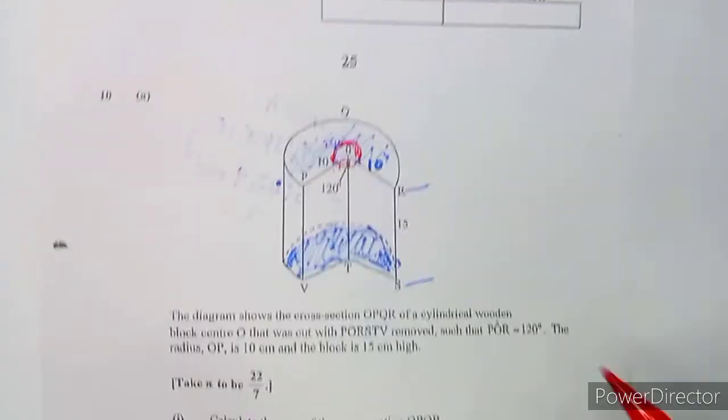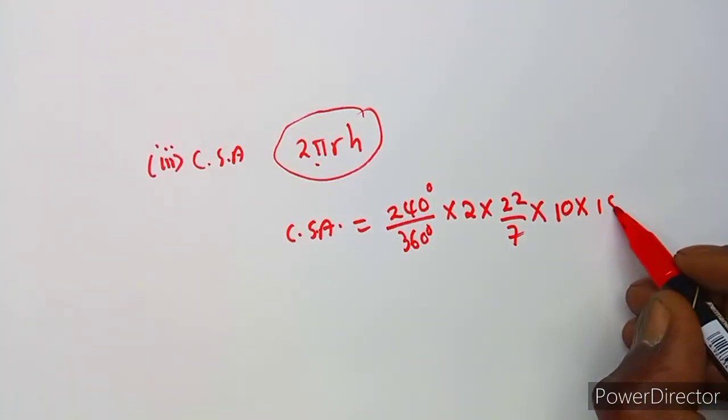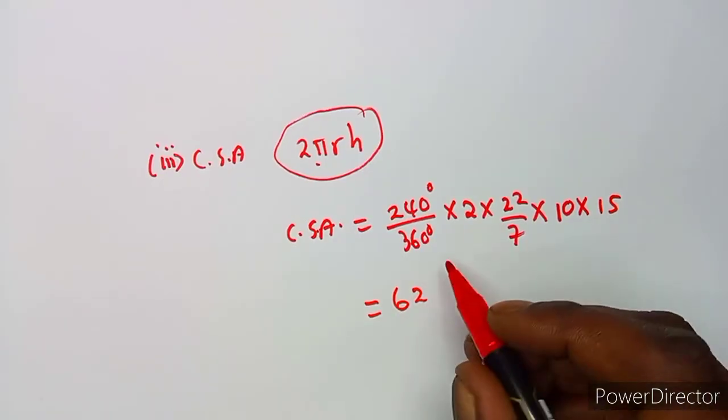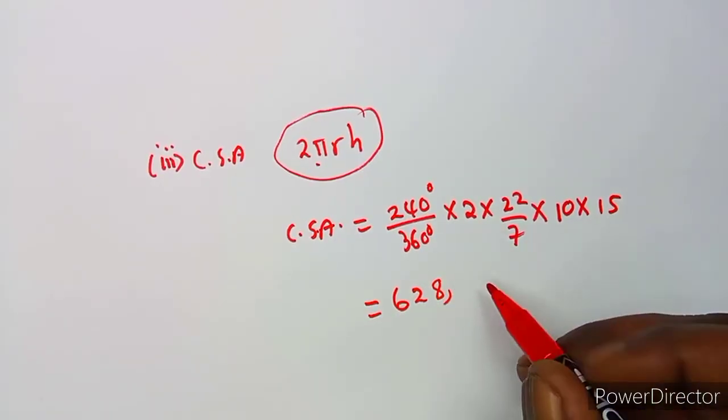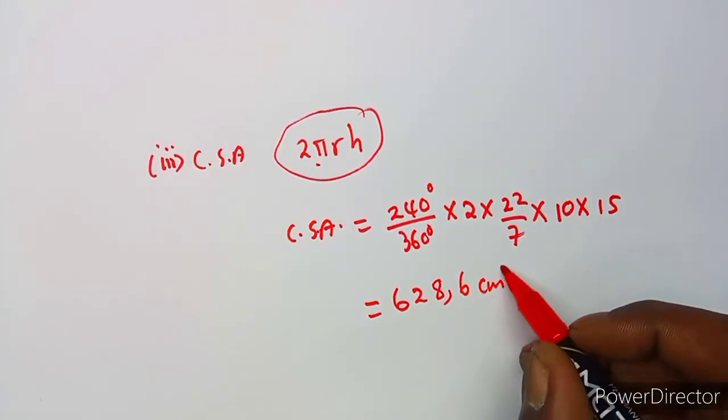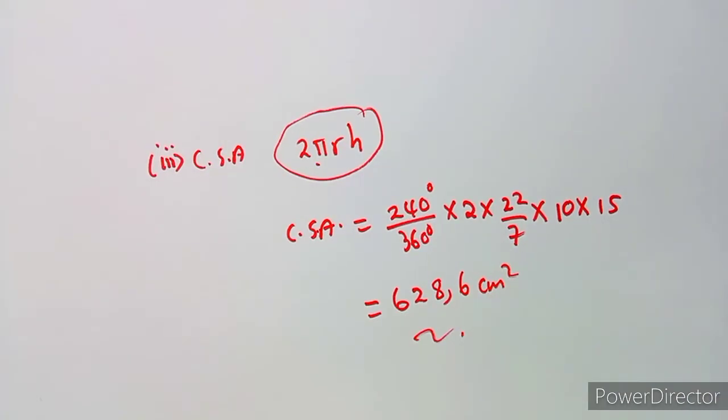Remember our height, guys, our height is what? It is 15. So we're going to multiply by 15, and this is going to give us something like 628.57, which is going to be in square centimeters. So this is just area. I think it was just a direct question, guys, this one.